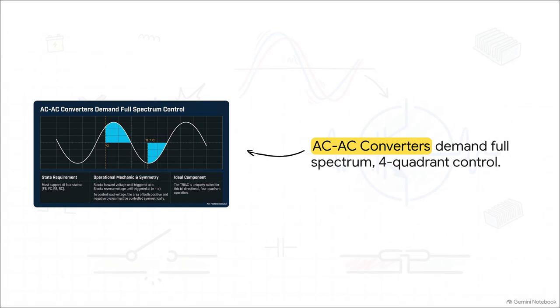Finally, we have AC-AC converters. Think heavy industrial motor speed controllers or high-power dimmers. This topology demands perfect symmetry. Since you are directly controlling an AC sine wave, your switch has to support the full spectrum: forward blocking, forward conduction, reverse blocking, and reverse conduction. Because it needs to control both the positive and negative cycles completely symmetrically, the triac is uniquely suited for the job. Structurally, it's essentially a bidirectional switch perfectly built for full four-quadrant operation.